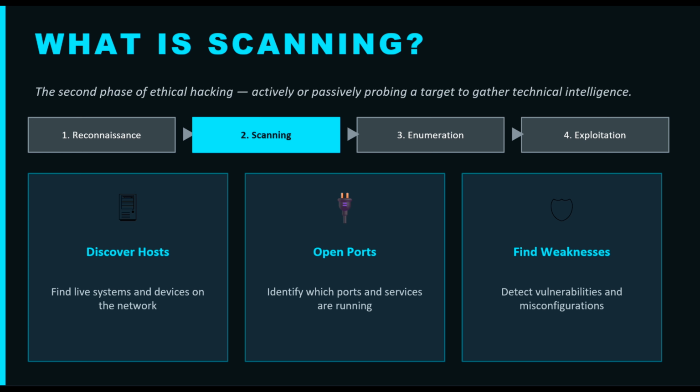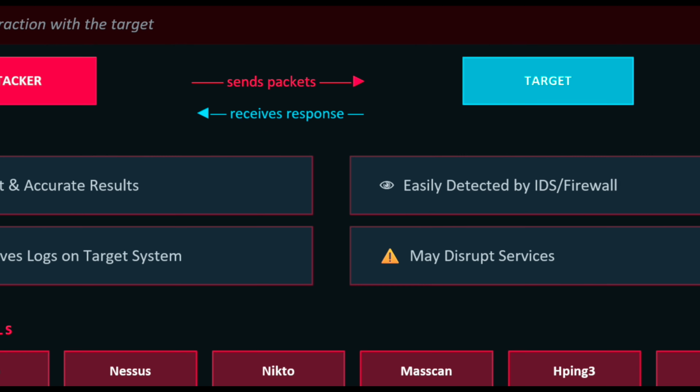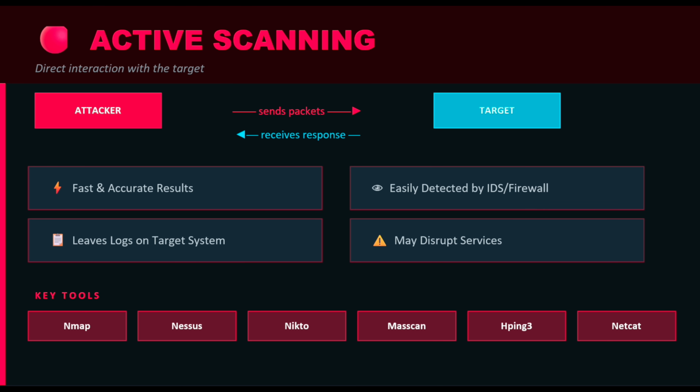I'm going to explain this practically using some tools in the next video. In this video, I'm going to show you one tool which I have built at the end. Please do see. In active scanning, we gather the information by directly talking with the target. You can see here, the attacker sends the packet to the target, and the target sends back the response.